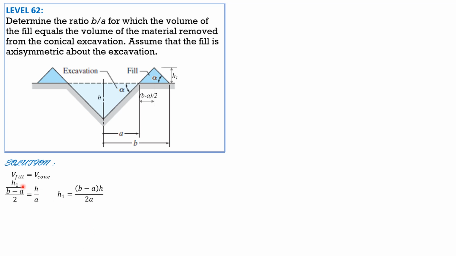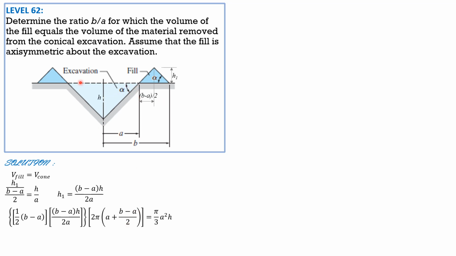Then substitute here. Volume of fill is area, which is 1/2 (B minus A) times H1, and the distance traveled by the centroid is 2 pi times the radius of revolution. The radius of revolution is A plus this value, (B minus A) over 2. So 1/2 of (B minus A) times H1, which is (B minus A) times H over 2A. The distance traveled by the centroid is 2 pi times the radius of revolution, and the radius of revolution is A plus (B minus A) over 2.